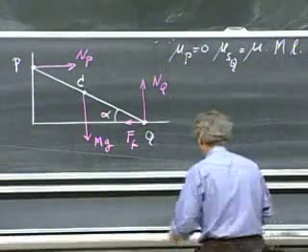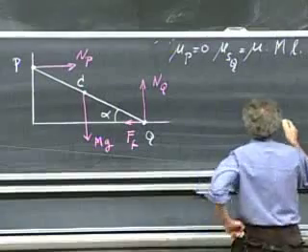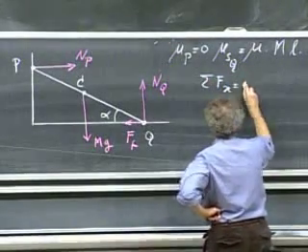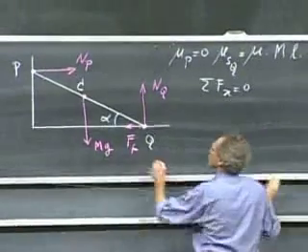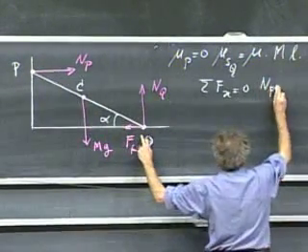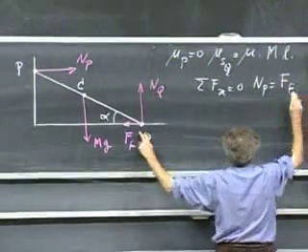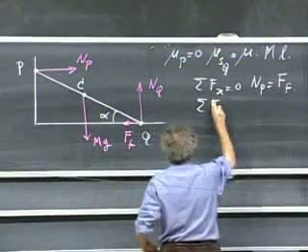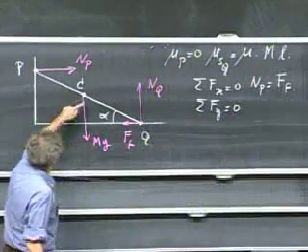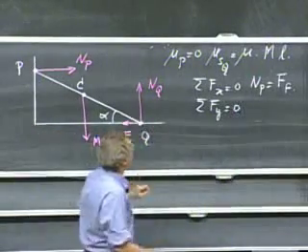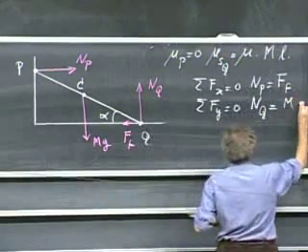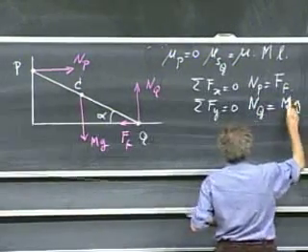And now we can start our exercise, and we can say, all right, the sum of all forces in the x direction have to be 0. So that means that N of P must be, in magnitude, the same as the frictional force. Now the sum of all forces in the y direction have to be 0. So that means that mg must be N of Q. N of Q must be mg.